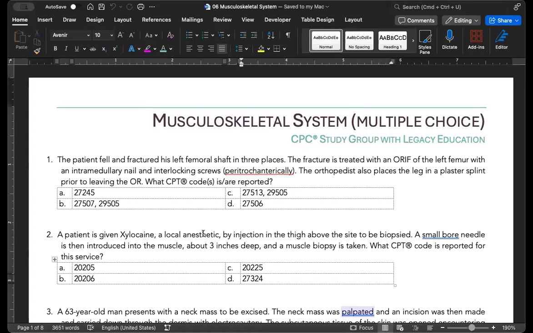Right, so we're going to talk about the musculoskeletal system tonight. As with all of the previous weeks, we'll see mostly CPT. We'll have some ICD-10 thrown in with it as well. But musculoskeletal is going to be our 20,000 series codes.